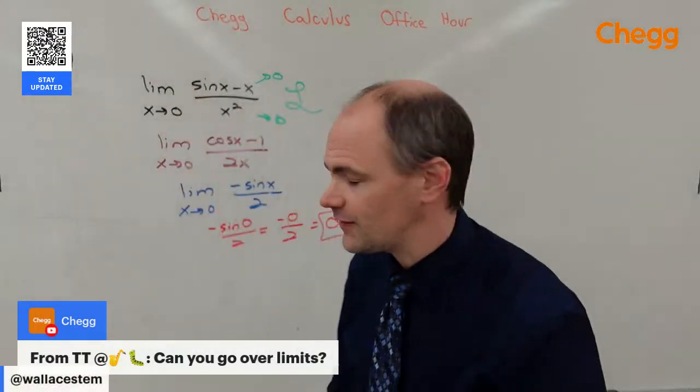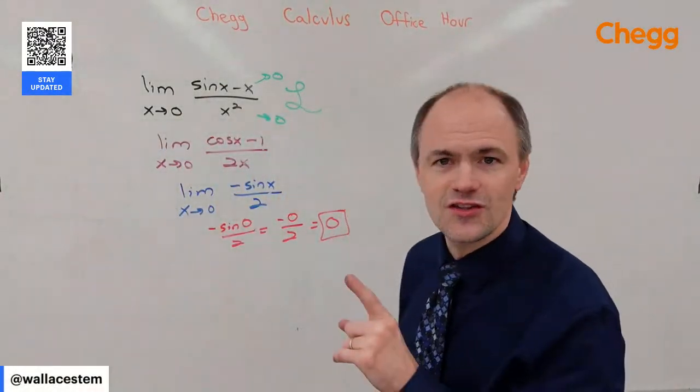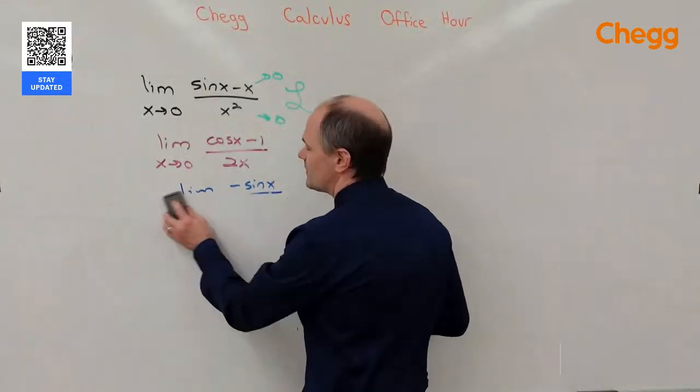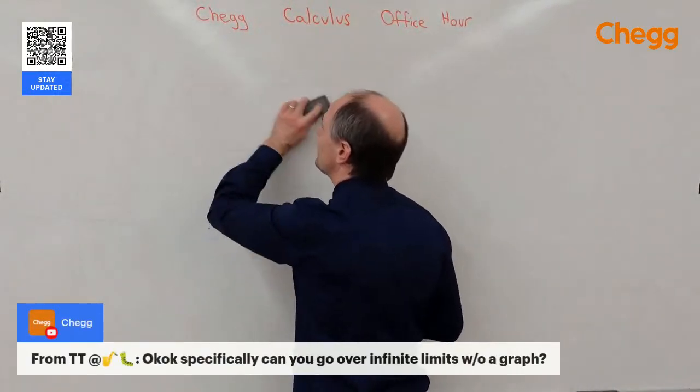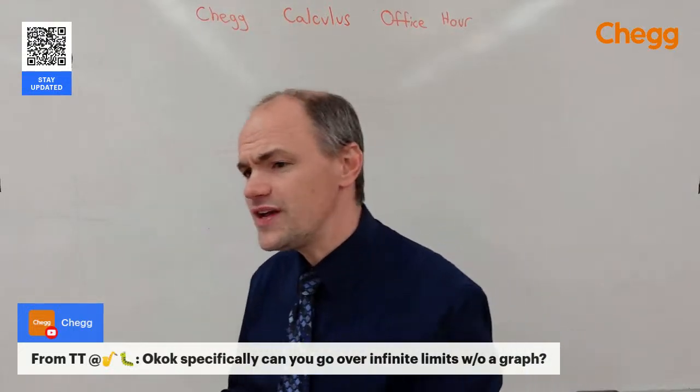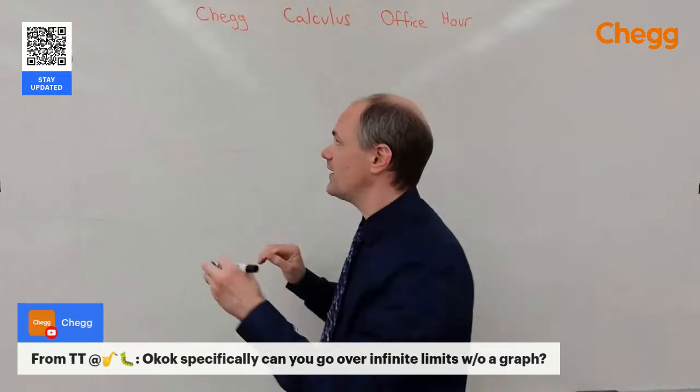infinite limits without a graph. That's kind of tangentially, did you see the pun I did there? Tangent to this topic. That's kind of related to this topic. So let's look at infinite limits without a graph. I'm going to do 3 quick examples to show what's going on here.